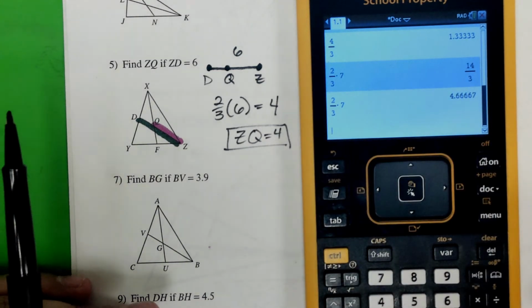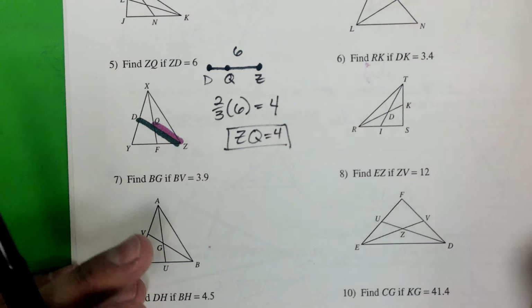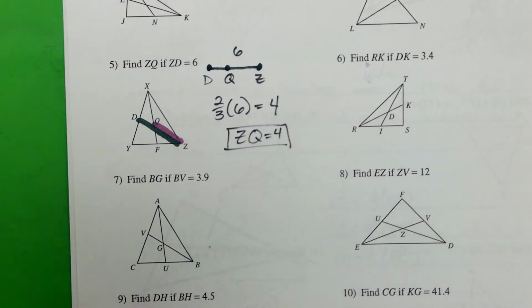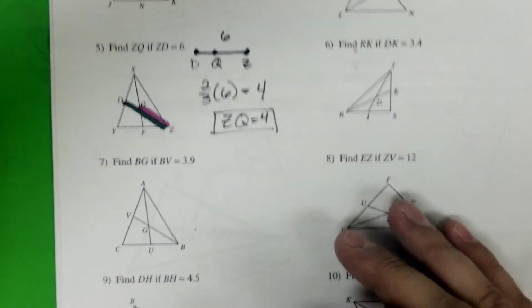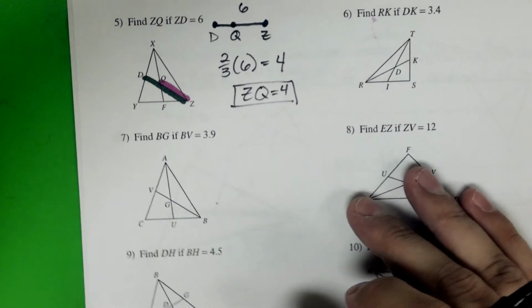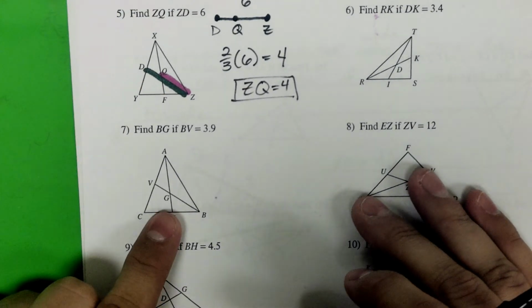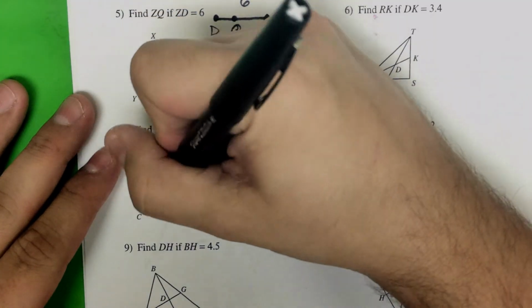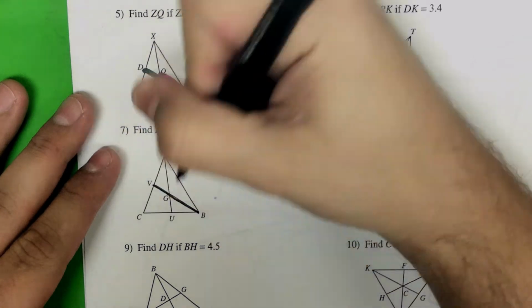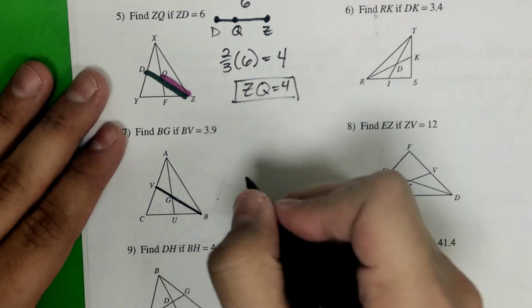All right. So now let's look at some other problems. If we look at number 7, we're given the whole thing. BV is 3.9.